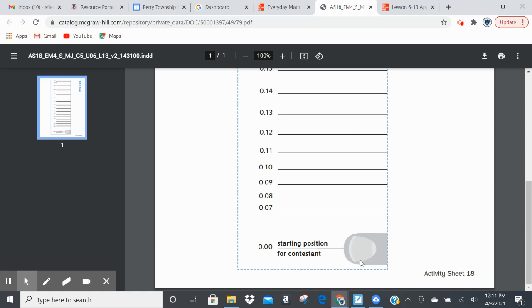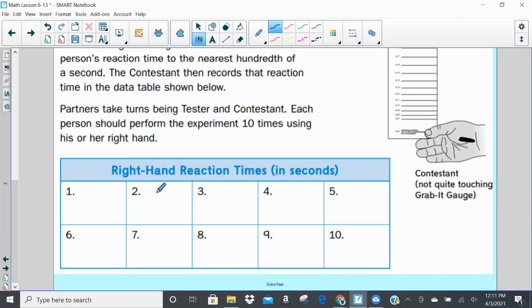So your partner or someone at home is going to drop it and you've got to react. You're going to put your thumb right there, and as soon as that person drops it, you're going to record how long it took you. Is the majority of your thumb on 1 or 0 and 13 hundredths? If so, you're going to write, my reaction time for my right hand on the first attempt was 13 hundredths. And then I'm going to do it again. Actually, I'm going to do it 10 times with my right hand.